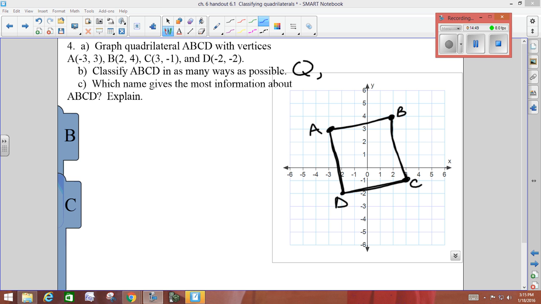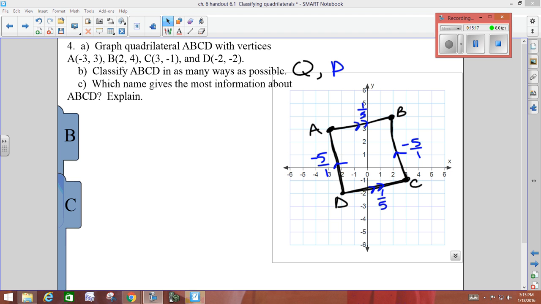So from A to D, I go down 1, 2, 3, 4, 5, and then right 1. B to C, down 1, 2, 3, 4, 5, right 1. Right now, it's a trapezoid because they have the same slope. D to C, up 1 over 1, 2, 3, 4, 5. A to B, up 1, 1, 2, 3, 4, 5. All right, parallelogram. Opposite sides are parallel.